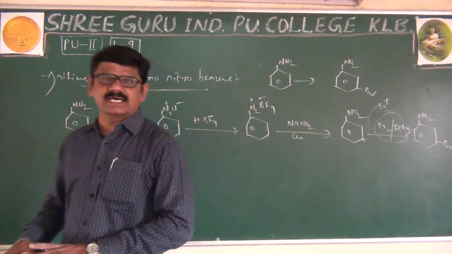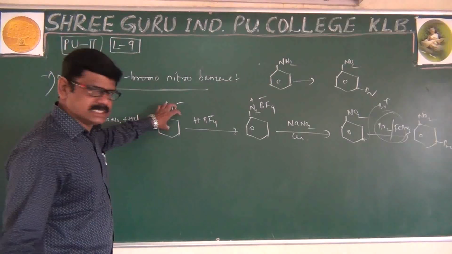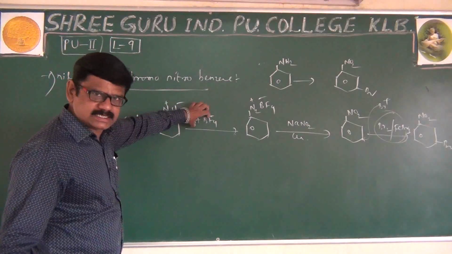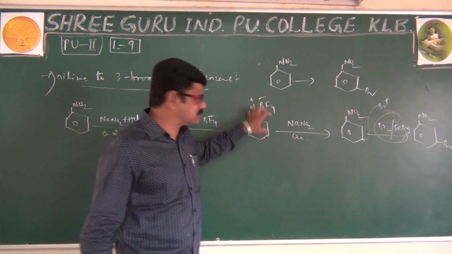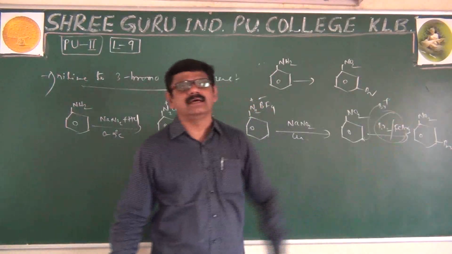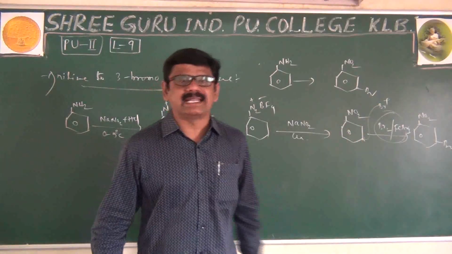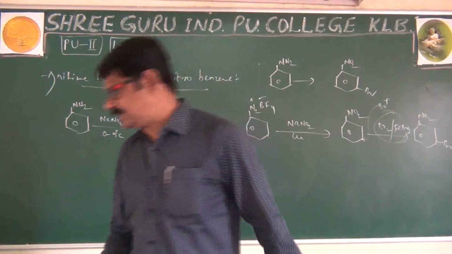These are the steps involved in this conversion. Aniline, diazotization process, benzene diazonium chloride, fluoroboric acid, and the diazonium fluoroborate reacts with NO2, giving nitrobenzene. Nitrobenzene undergoes a halogenation, that is a bromination process. So definitely meta substituted nitrobenzene is obtained. Next.